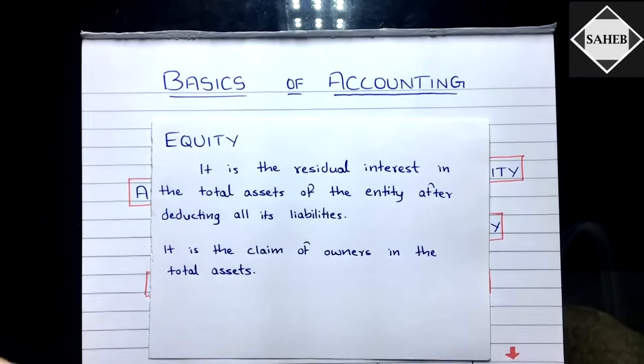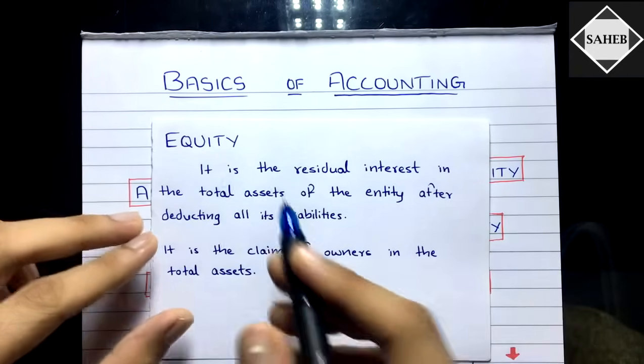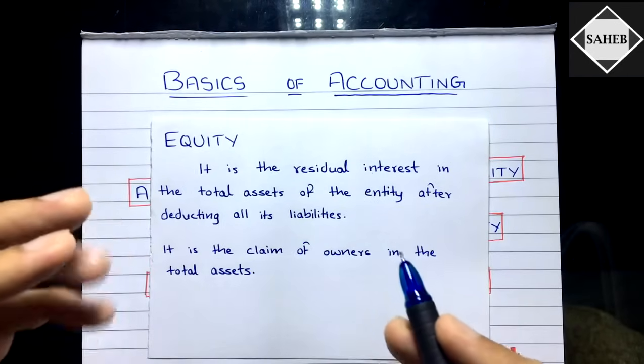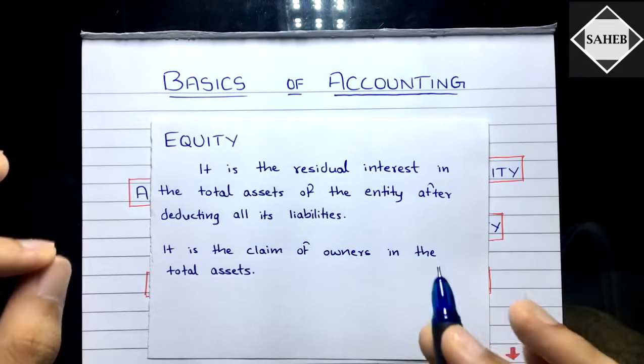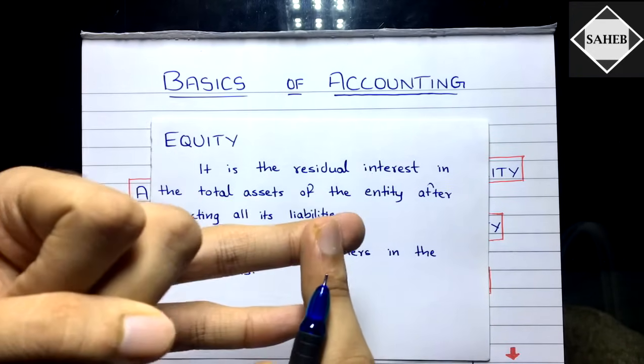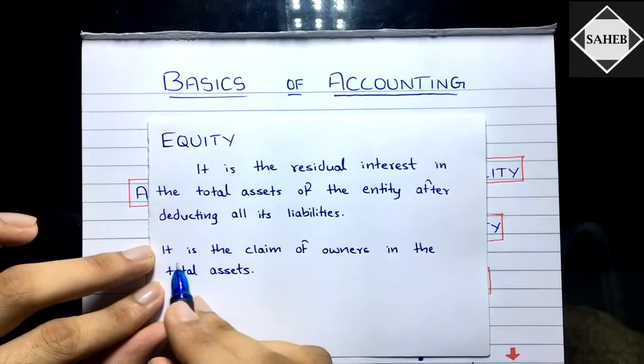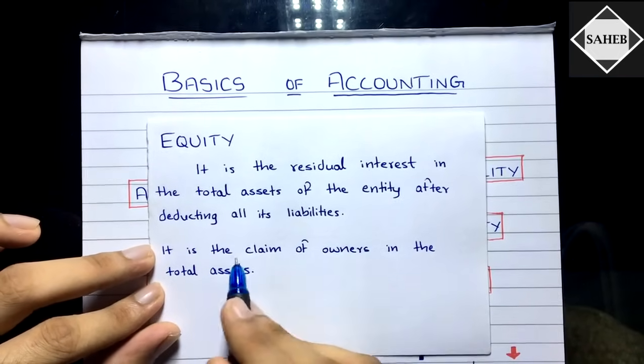Okay, see here, when the company is wound up, what will the owners get? The owners will get whatever is left. First the liabilities will be paid and then their capital will be paid. So that is what is meant by residual interest. They have a claim, the owners, it is the claim of owners.